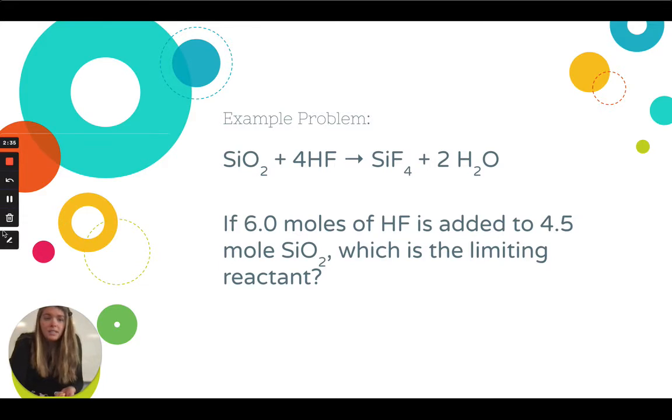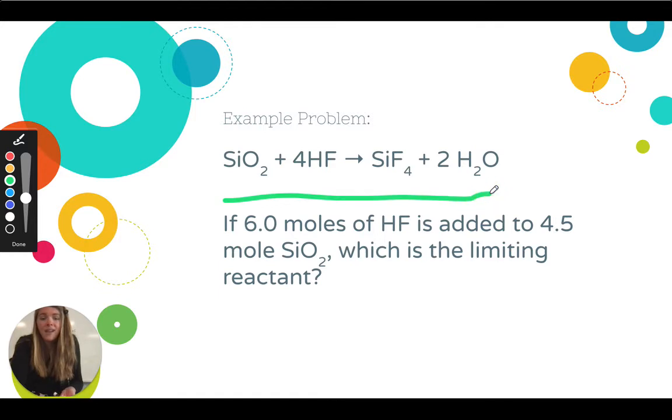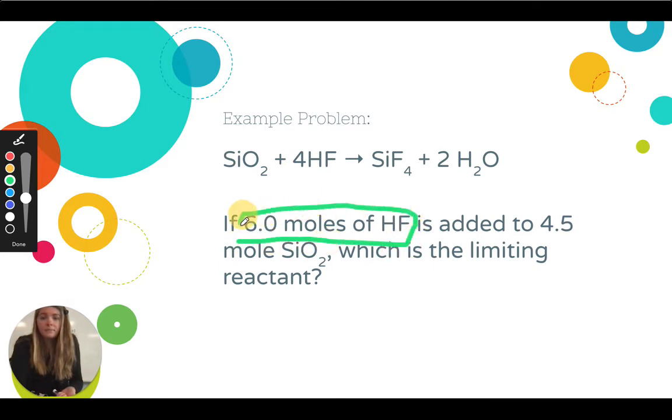So with these types of problems, we're given several different things. We're given our overall equation, which we're going to have to use. Remember, when we're doing stoichiometry, we have to have a reaction because we're doing reaction stoichiometry. We're basing everything on a balanced chemical equation. We're also given 6 moles of HF, and we're given 4.5 moles of SiO2. And it's asking us, what is the limiting reactant?